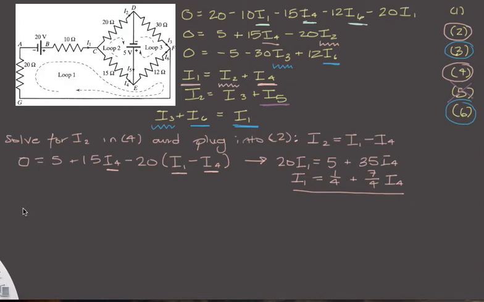Now let's do the same sort of thing with equations 3 and 6. Here we're going to solve for I3, again that pesky variable, in equation 6. I could have solved for I3 in equation 3 and then plugged that into 6. I'm just doing it this way for no particular reason. And then I'm going to plug it into equation 3.